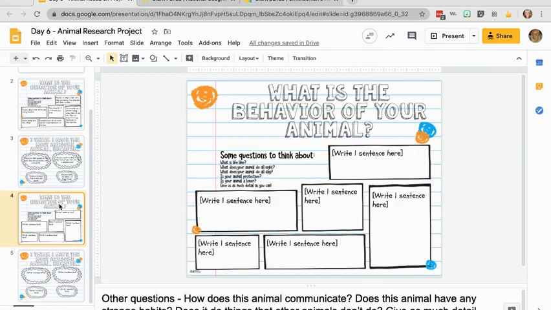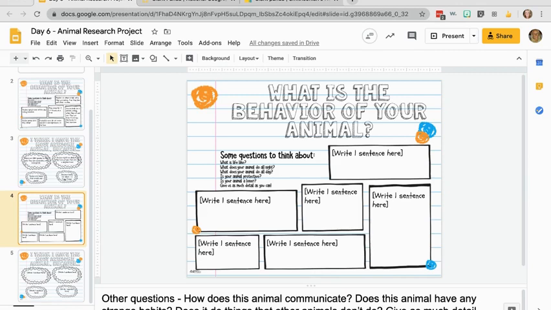What is the behavior of your animal? So, some questions to think about when you are filling this slide out. What is life like for your animal? What does your animal do all night? What does your animal do all day? Is your animal protective? Is your animal a loner? Give as much detail as you can. So, I see here that there's 1, 2, 3, 4, 5, 6 boxes. And each of those boxes say that I need to write one sentence about the behavior of my animal. So altogether on this slide, I'm going to be writing 6 sentences.